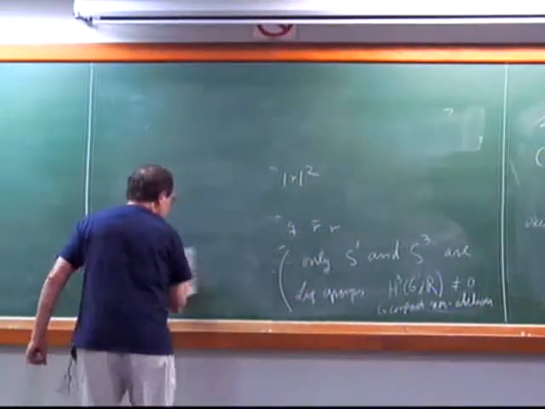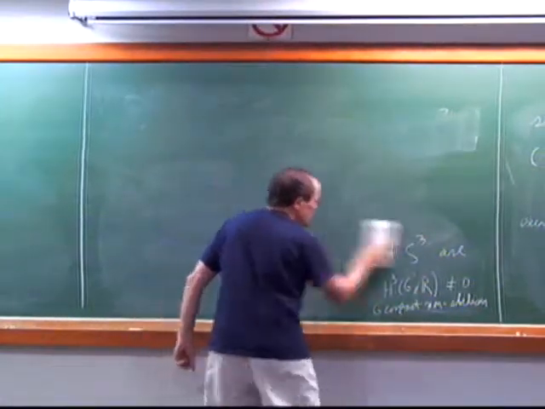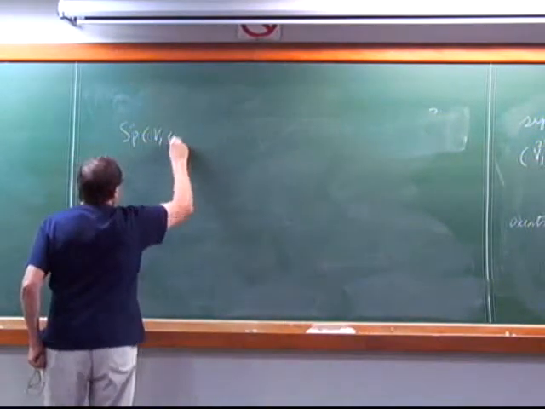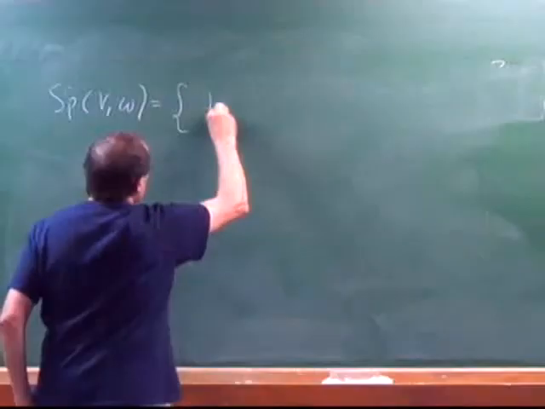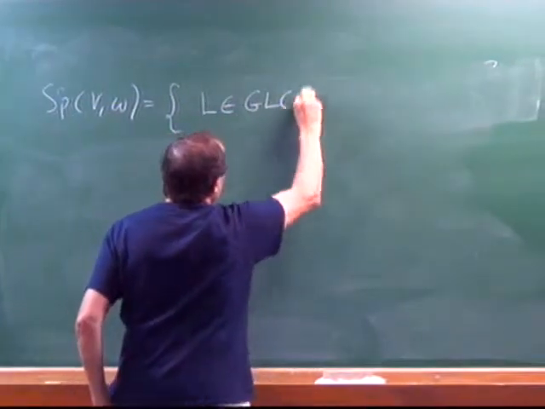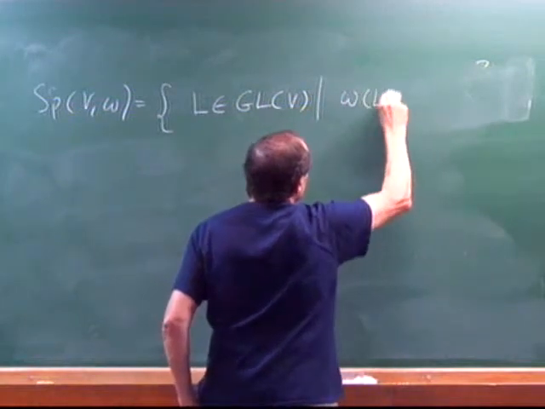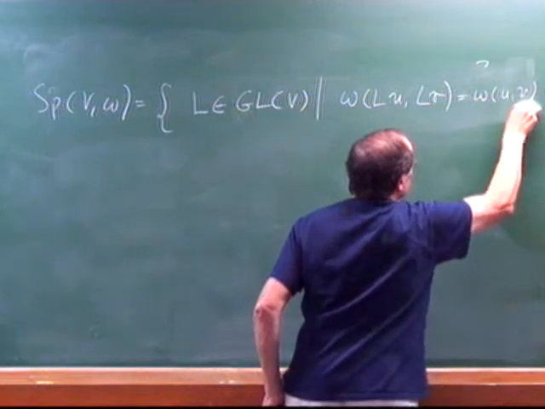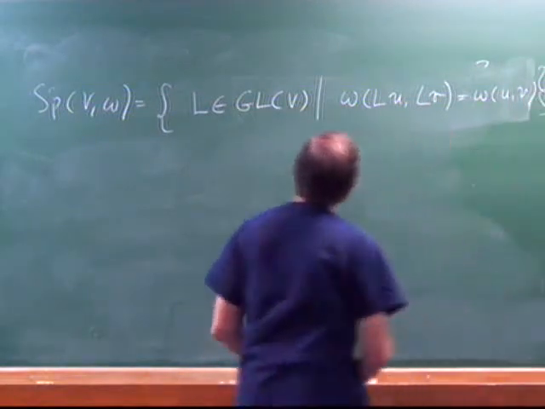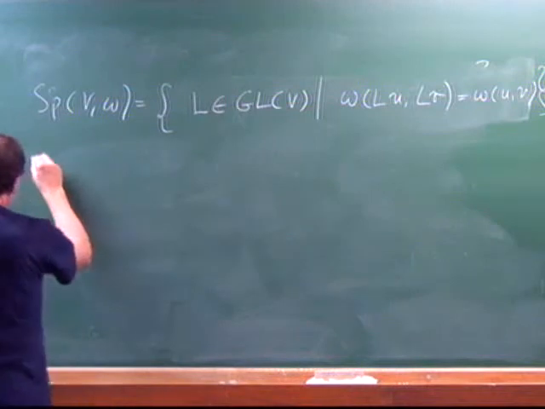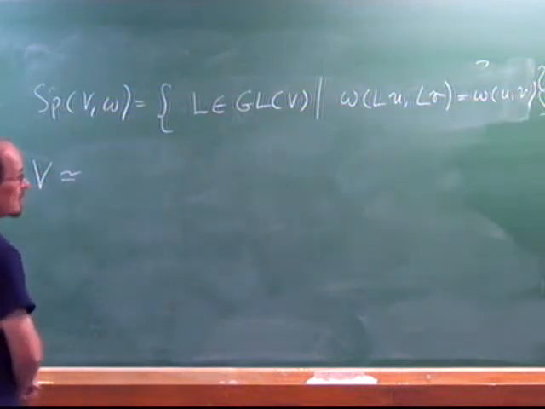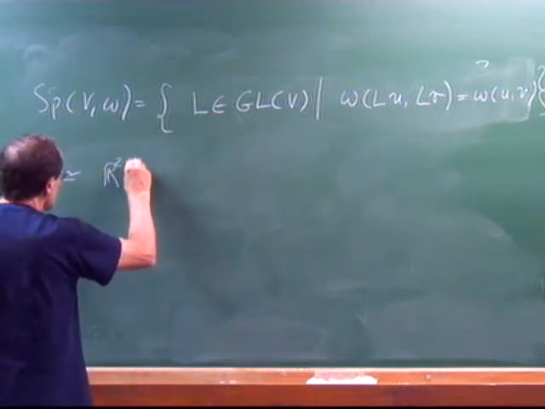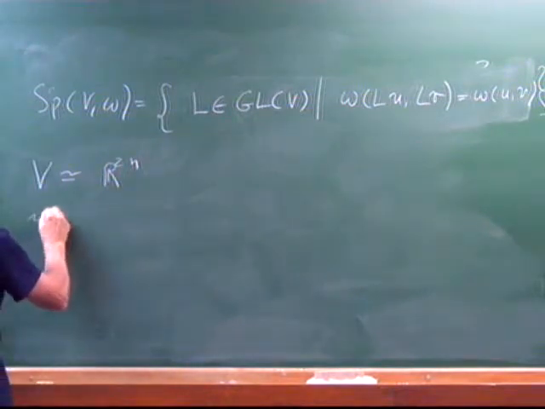And then using that symplectic form, I can define the group preserving that. So Sp(V, omega) is then the set of L in GL(V) such that omega(Lu, Lv) is equal to omega(u, v). Symplectic linear maps. Again, if I identify V with R^2n using a symplectic basis.